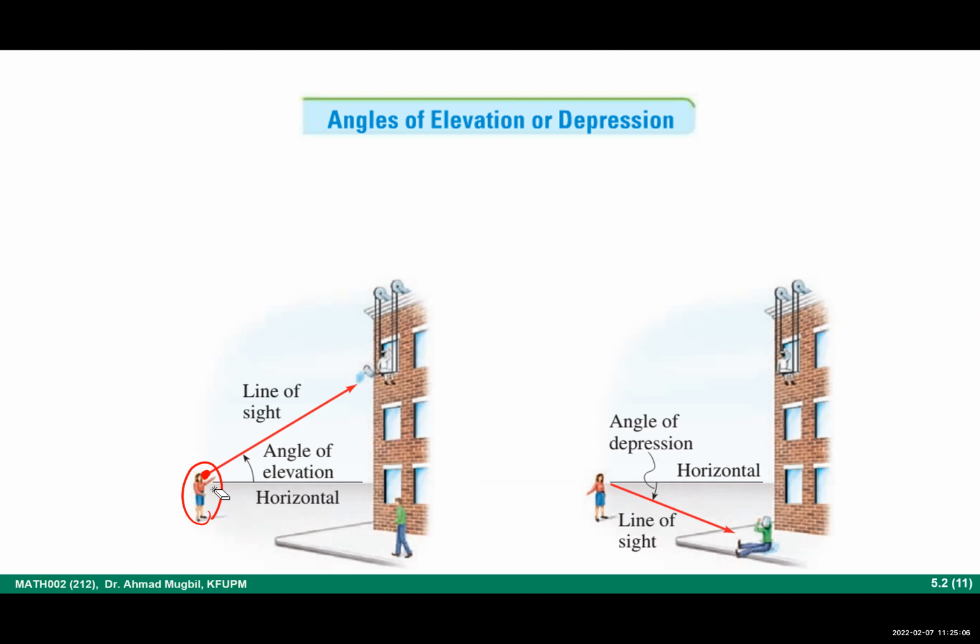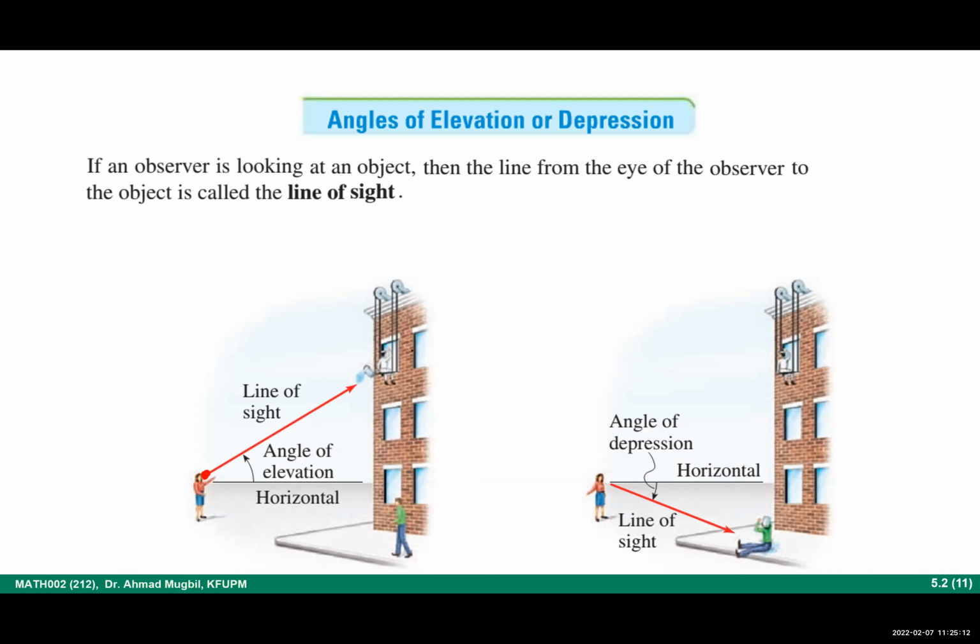Now, when the object being observed is above the level of the horizon, we will call the horizontal line the x-axis, if you want to think about it in the xy plane. The line corresponding to the eyes of the observer will represent the horizon. When the object being observed is above the horizontal line, we have an angle that is called the angle of elevation. But before that, let's define this.